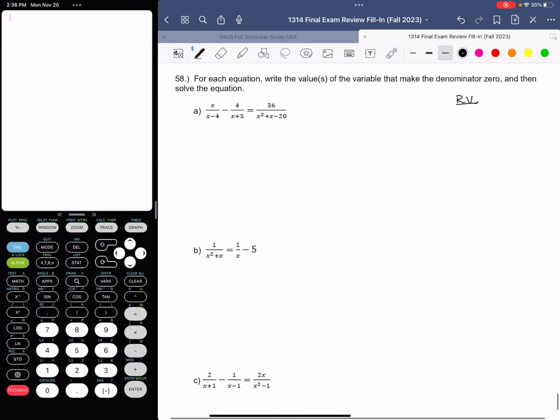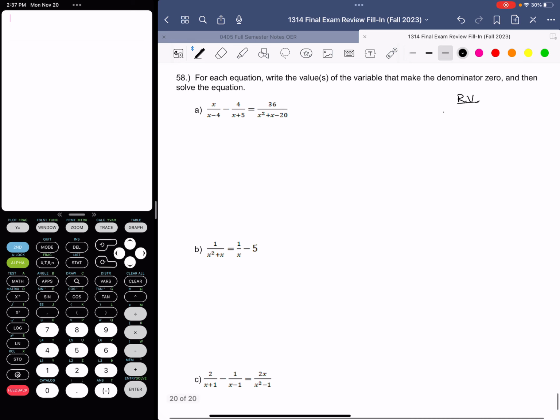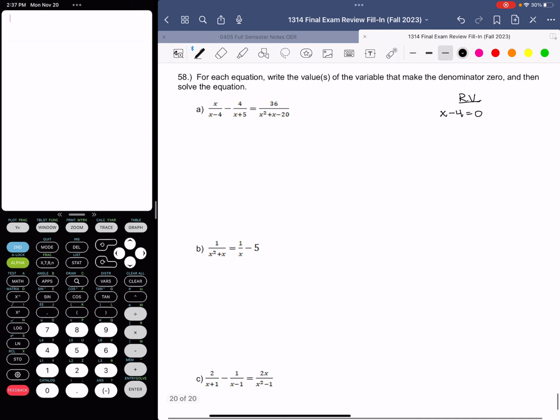Okay, and how do we find the values that make the denominator 0? Well, you just set each denominator equal to 0. So we're going to set x minus 4 equal to 0, and when we solve, we get x equals 4. And then we're going to set x plus 5 equal to 0, and when we solve that, we get x equals negative 5.